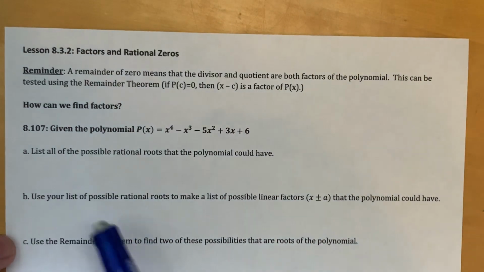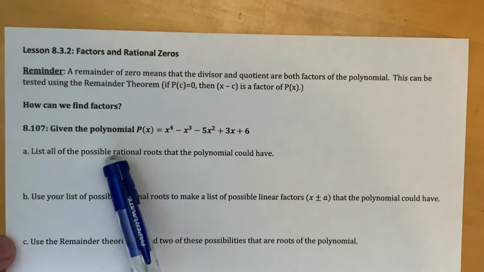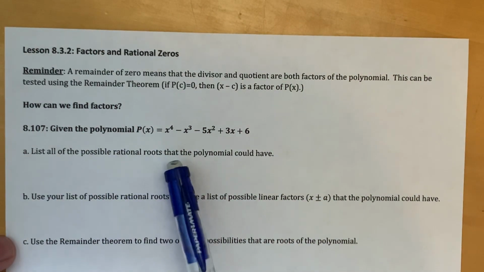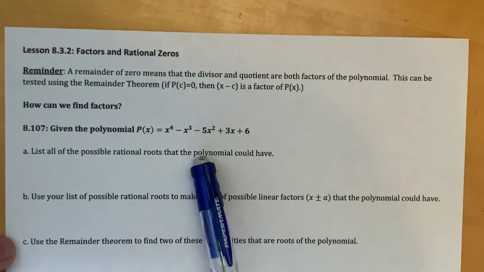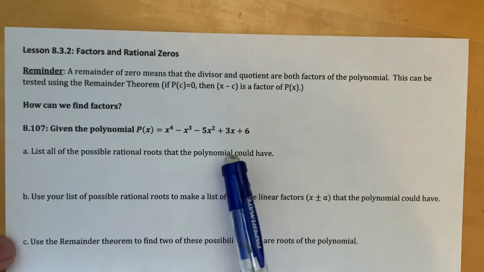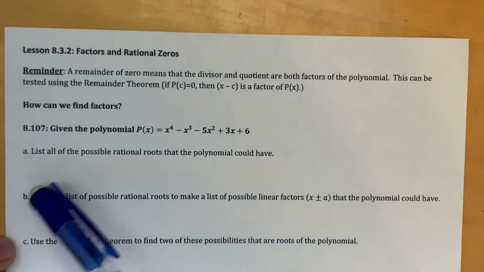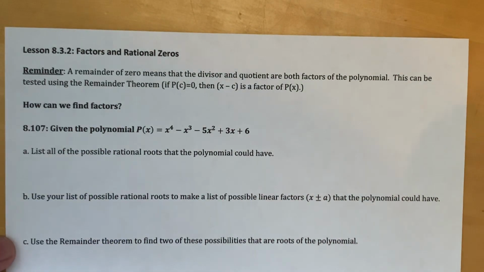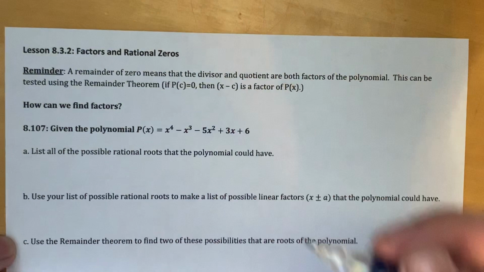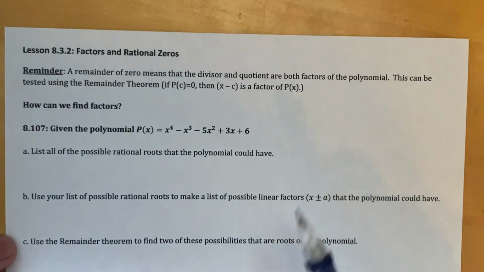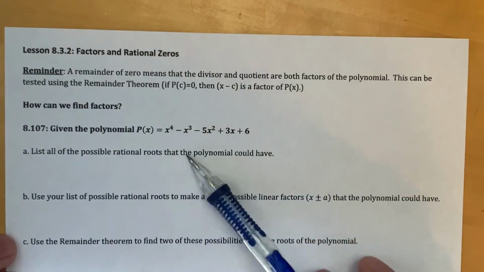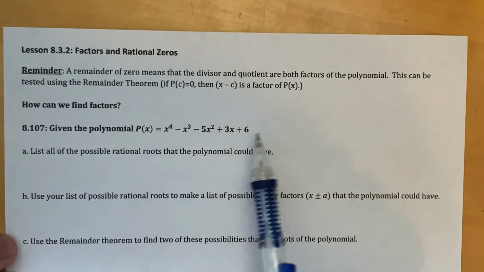So it says here, given the polynomial p of x equals x to the fourth minus x cubed minus 5x squared plus 3x plus 6, list all of the possible rational roots that a polynomial could have. So all possible roots, those are going to be everything. It's going to have something to do with the leading coefficient and the constant.